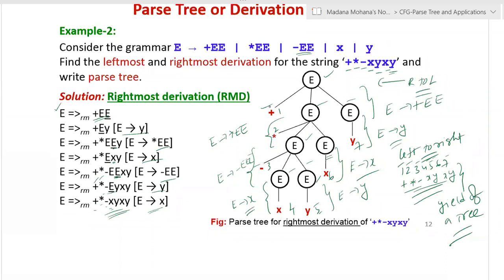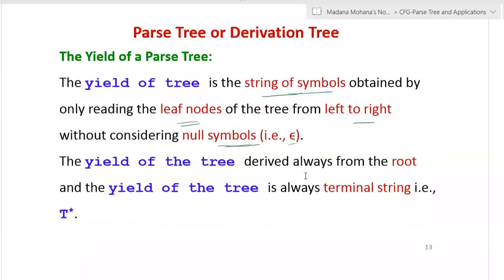So by reading the string of terminals from the derivation or parse tree from left to right, excluding null wherever null is there, that is called the yield of a tree. Again, you can see the yield of a tree is the string of symbols obtained by reading only the leaf nodes of the tree from left to right, without considering the null symbol, that is epsilon or lambda.